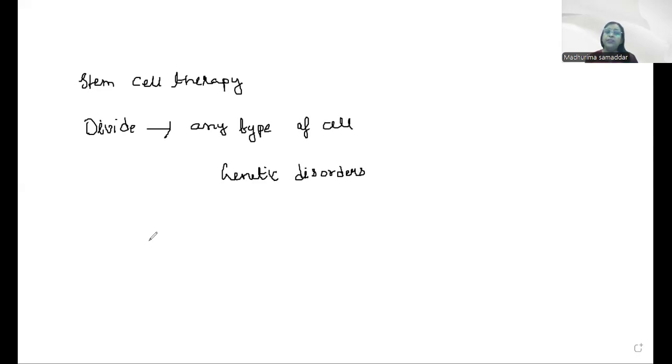So, what are the different types of stem cell? Let us study about that. Okay. One is embryonic stem cell.